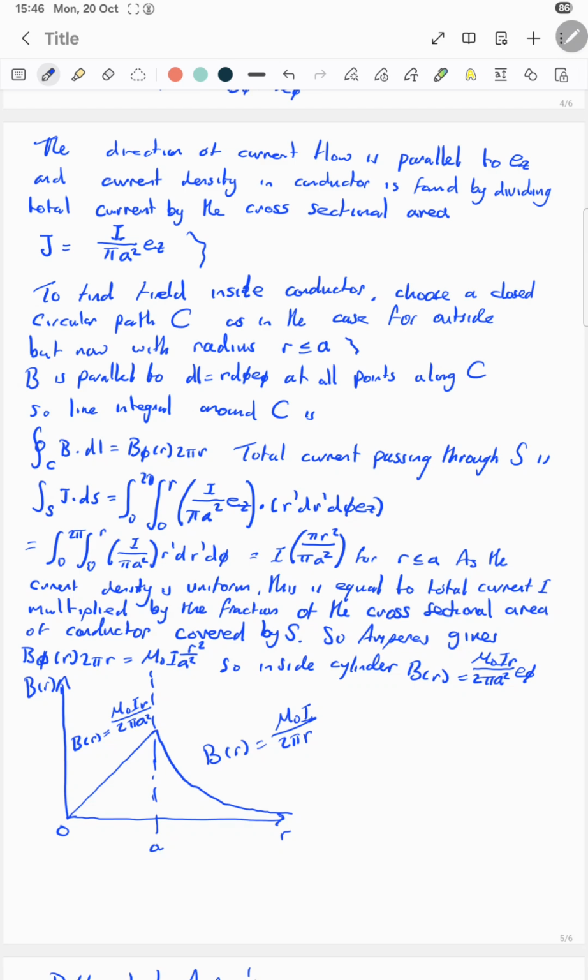Now, the magnetic field is parallel to dl equals r d phi e phi at all points along C, so the line integral around C is given as such. Now, the total current passing through S is here. For r less than or equal to a, as the current density is uniform, this is equal to the total current multiplied by the fraction of the cross-sectional area of the conductor covered by S. So Ampere's law gives this. So inside the cylinder we have this.